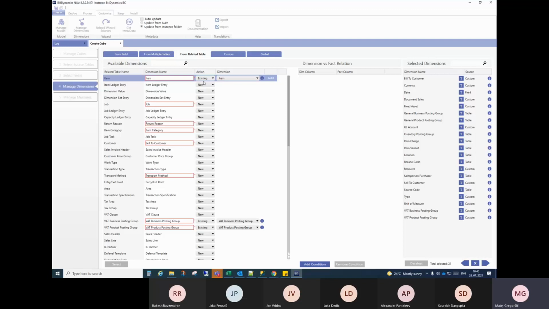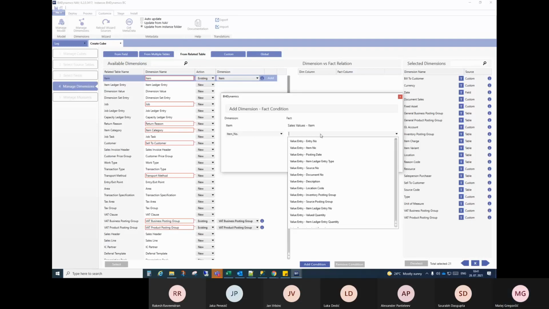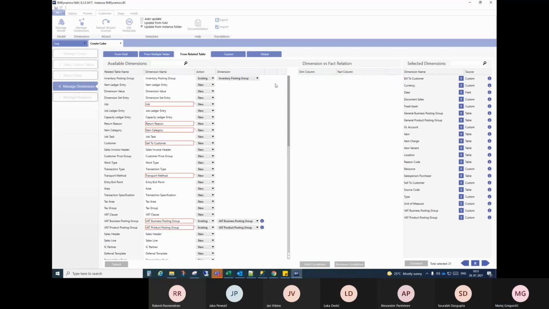If we use an existing dimension, we need to form this relation, and we will just add a condition. And how do we link these to each other? We will use item number, and in this particular fact, we will use item number from. So we'll add that dimension, and once we get the condition, add the condition, the relation here is up and running, and we know it's okay, we just click add. So this is adding a dimension from the related table.